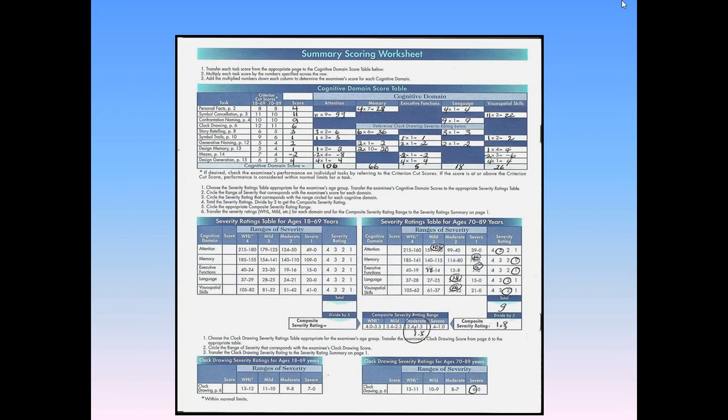These were his CLQT results, and you can see over on the right-hand side the severity rating table for 70 to 89. His attention severity rating is mild impairment. His memory and executive function ratings are in the area of severe impairment. His language and visual spatial skills are moderately impaired. And so, given the CLQT, we're not surprised at the problems his wife is reporting.